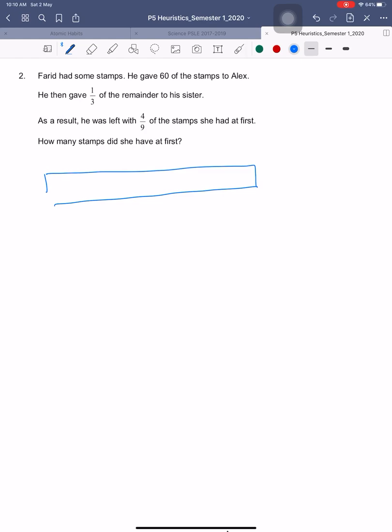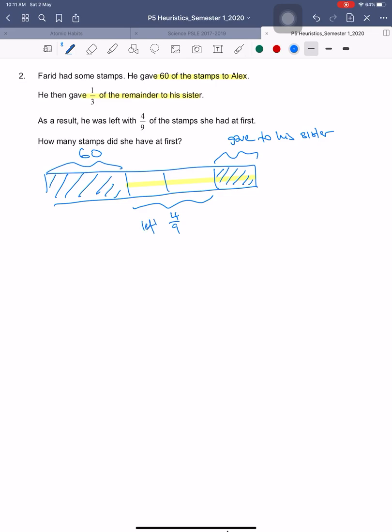Now he gave 60 of the stamps away to Alex, and okay, so that is number one. He gave 60 and he gave 1/3 of the remainder to his sisters. That means, where is the remainder? The remainder is actually from here to here. This is the remainder, the one that I highlighted in yellow. So now he had to give 1/3 of the remainder, which is this part here, to his sister. Alright, okay, so as a result he was left with 4/9 of the stamps.